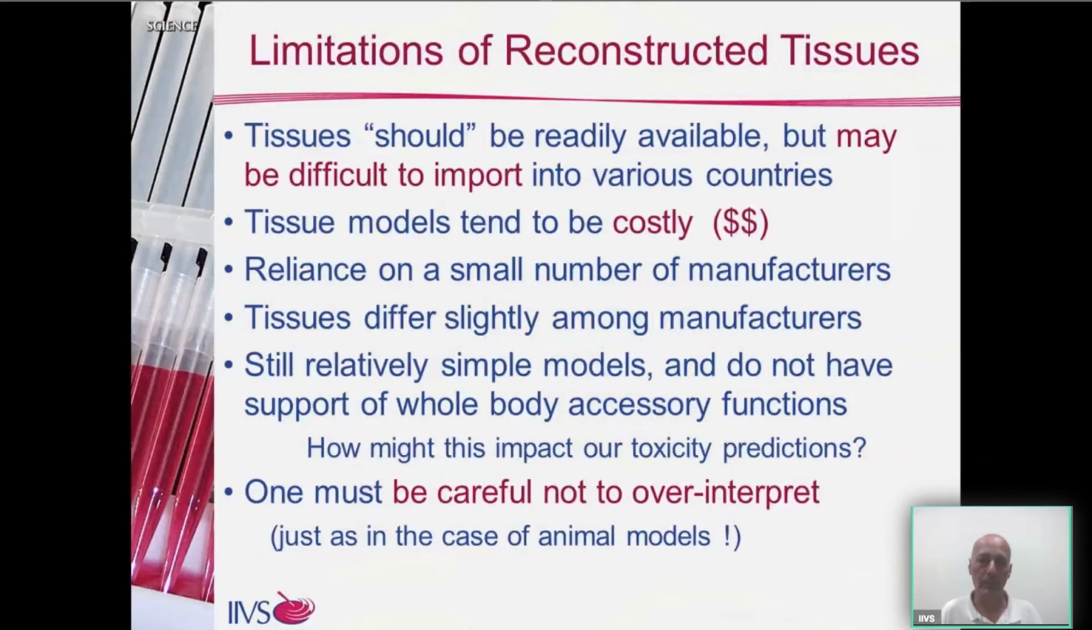And just as with the ex vivo tissues, we have to be very careful not to overinterpret. It is very easy to do so.